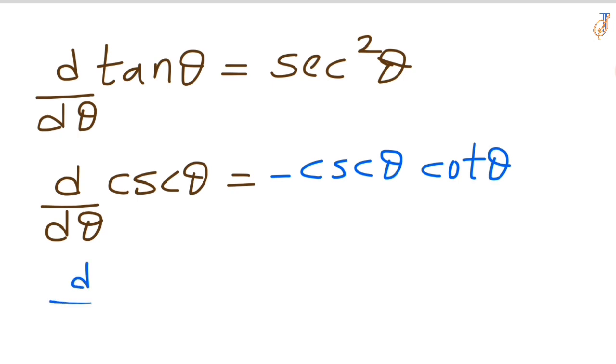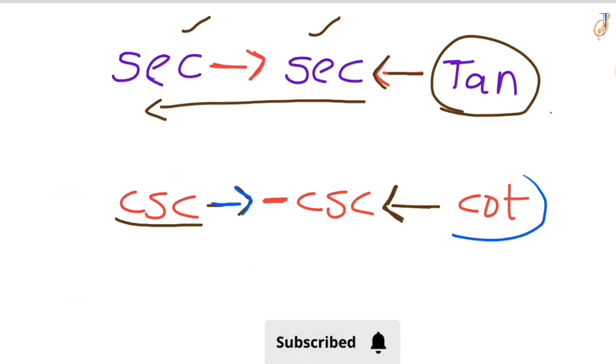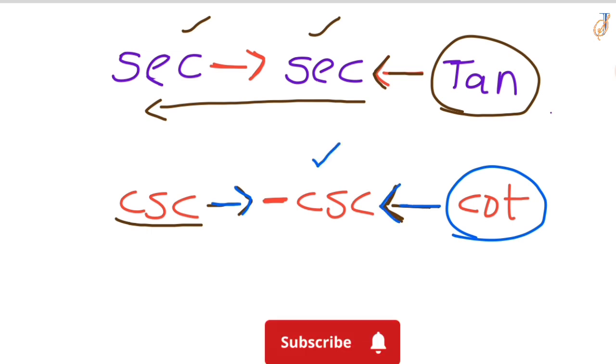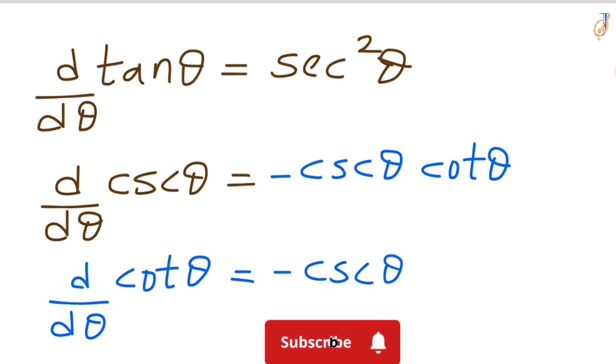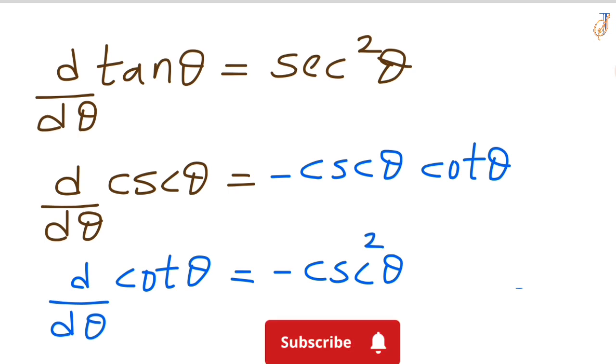Now let's find the derivative of cot theta. Where is the cot theta? Here is the cot theta, and the arrow shows to the left hand side. That means you have to take minus cosecant theta times cosecant theta, which gives minus cosecant square theta. Like that, you can simply write the derivatives of these 4 functions.